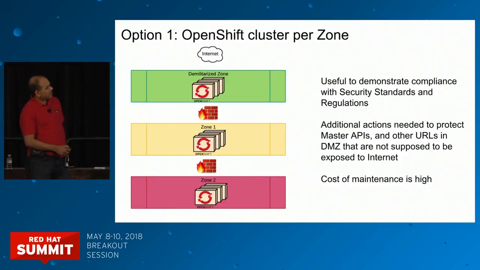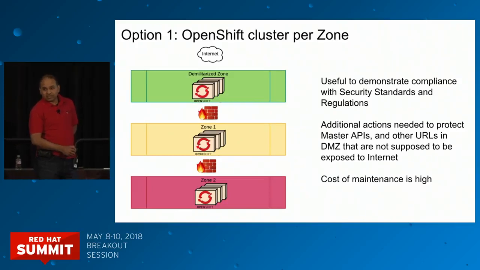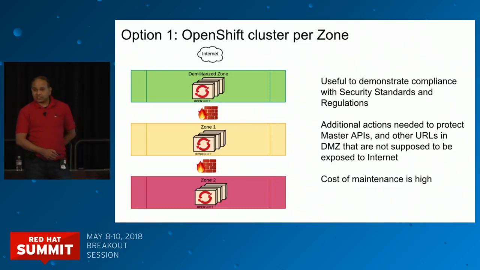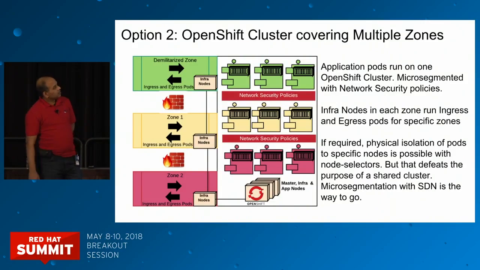In the demilitarized zone, you have a master, you have all those URLs that you expose for log consolidation, for metrics and all that. You don't want these to be seen by the outside world. So you still have to protect those. So while this is possible, the maintenance is high here. So what are the other possible options?